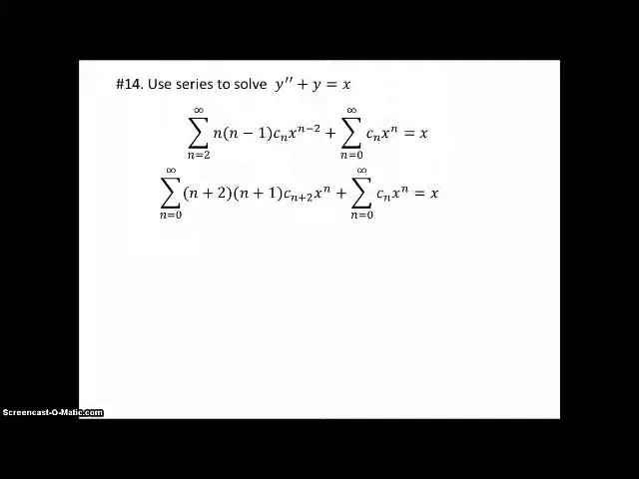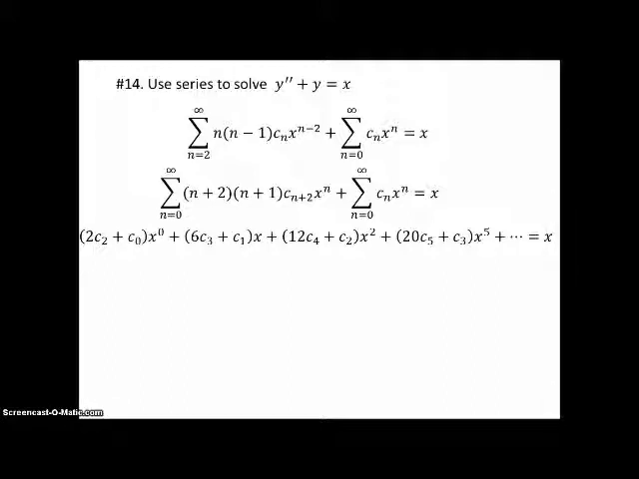Now what I'm going to do is a little different here. I'm going to write out the terms, collecting like terms. When n is 0, we get 2c2 for the coefficient in that first series and c0 as the coefficient in the second series. So combine those times x to the 0. Then when n is 1, we get 6c3 for the first coefficient of x, and then in the second series the coefficient is c1. So collect those and so on. So the coefficient of x squared is 12c4 plus c2 and so on.